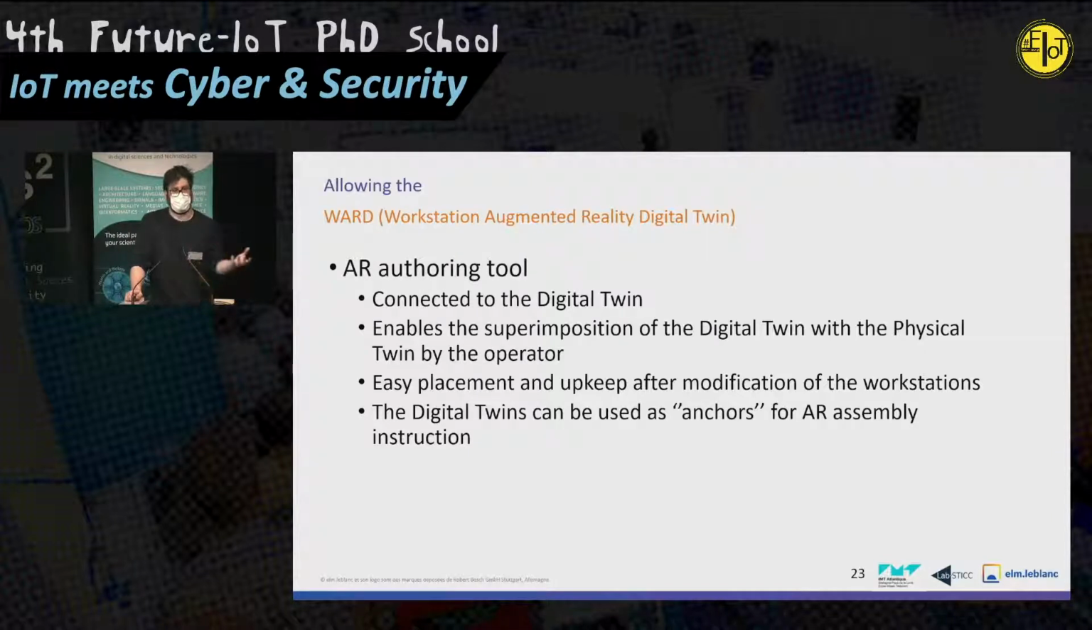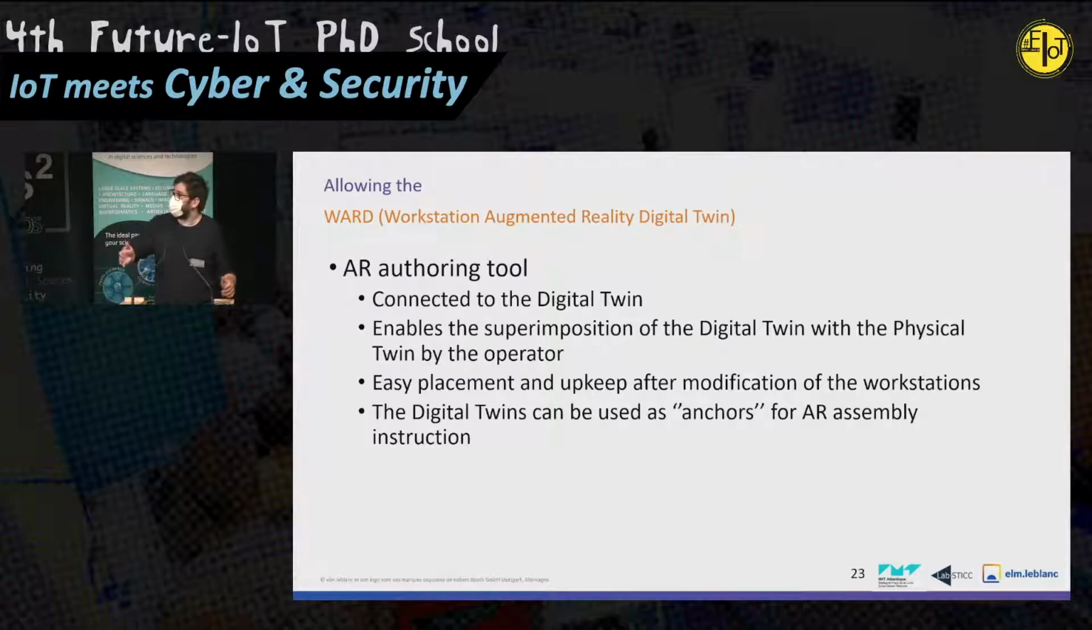It will present them to him one by one. He will place them, and if the workstation is modified, he can just displace the digital twin to match the physical twin. Right now it works like that. Our goal is that the update will be automatic. Right now we don't track every part, and the goal is to track every part.